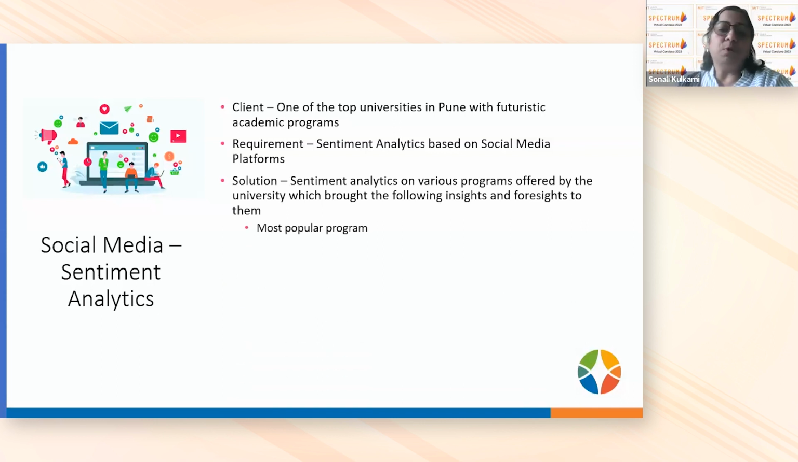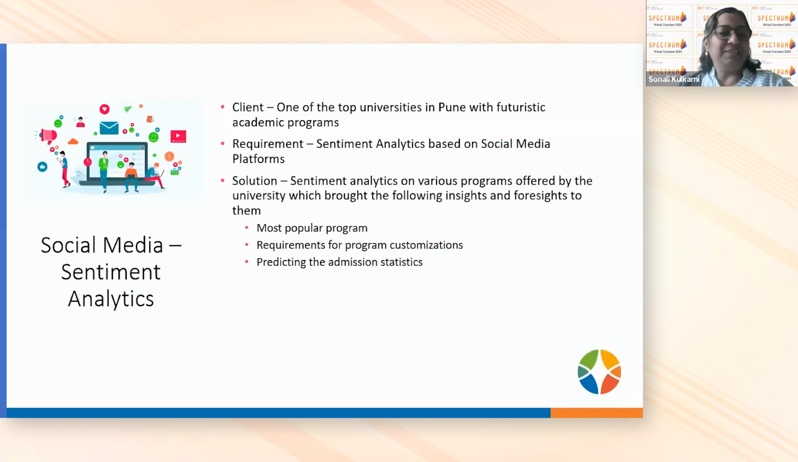So what are the most popular programs? Say, for example, if that use case had been executed today, and we had come to know that data science or AI is the most sought after, most popular program, then the university would start focusing more on that program, and more resources can be allotted to it. There are also requirements for program customizations. People were asking, can you combine AI and some other program together, or can you customize this program for this? These requirements were very helpful for the university to then customize their programs.